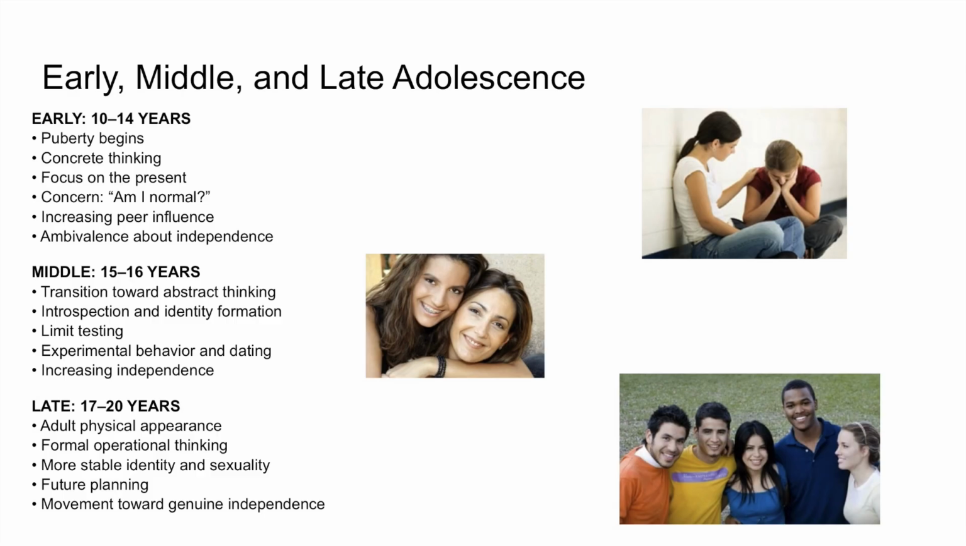Adolescence is a gradual developmental transition, and the age ranges on the slide are approximations rather than rigid categories. Early adolescence is dominated by pubertal change and concern about whether one's body is normal. Thinking is often concrete and focused on immediate consequences, while peer influence begins to increase. Patients at this stage benefit from clear explanations and specific examples rather than abstract warnings.